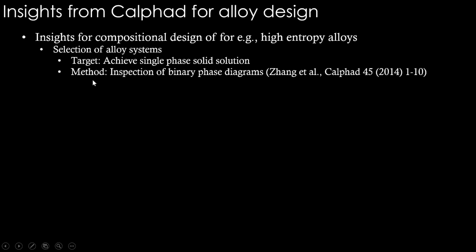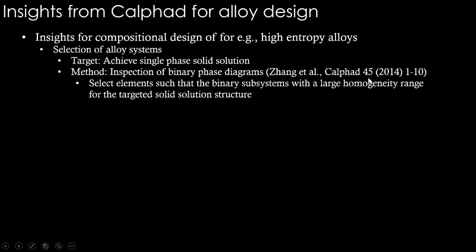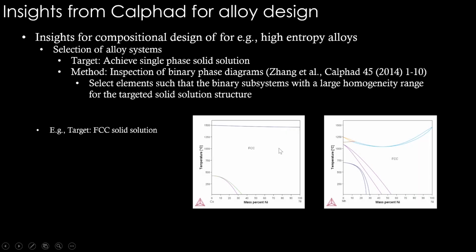So one method to get some insights into selecting this alloy system is inspection of binary phase diagrams. It's reported in this work. What it says is select elements such that the binary subsystems have a large homogeneity range for the targeted solid solution structure. For example, let's say the target solution is FCC. Two binary systems are given here: cobalt-nickel and manganese-nickel. In cobalt-nickel, the FCC region is very large from left to right. In manganese-nickel, the FCC region is also quite large, although not as large as this one.